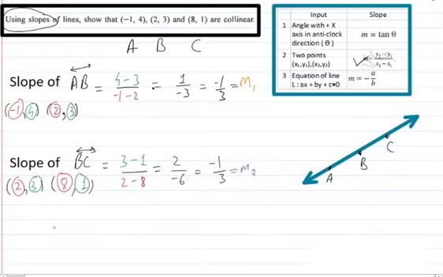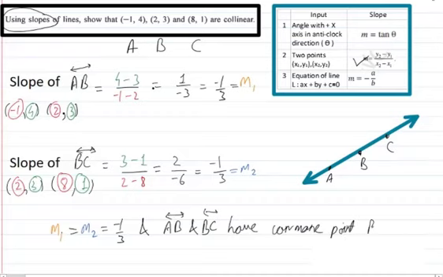Now here we can see that m1 is equal to m2 is equal to -1 by 3, and line AB and line BC have a common point B, right? So we can say line AB and line BC are the same line, or we can say A, B, C are collinear. Ta-da! Hence proved.